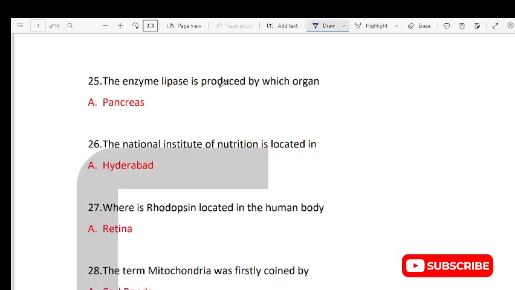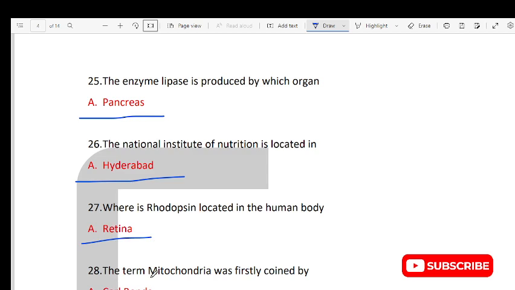25. The enzyme lipase is produced by which organ? Answer: pancreas. 26. The National Institute of Nutrition is located in? Answer: Hyderabad. 27. Where is rhabdomyosin located in the human body? Answer: retina.